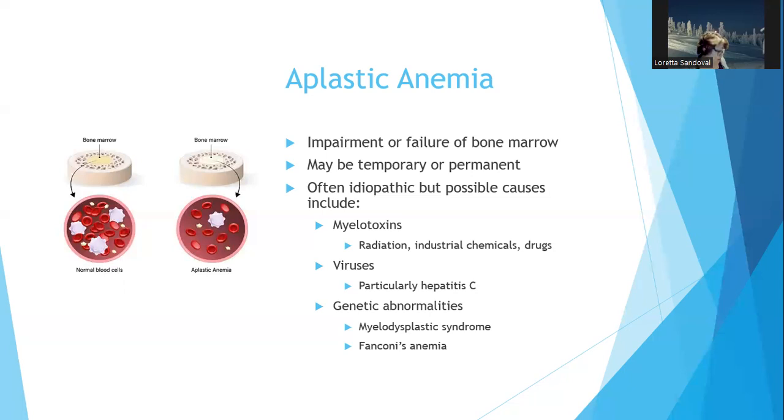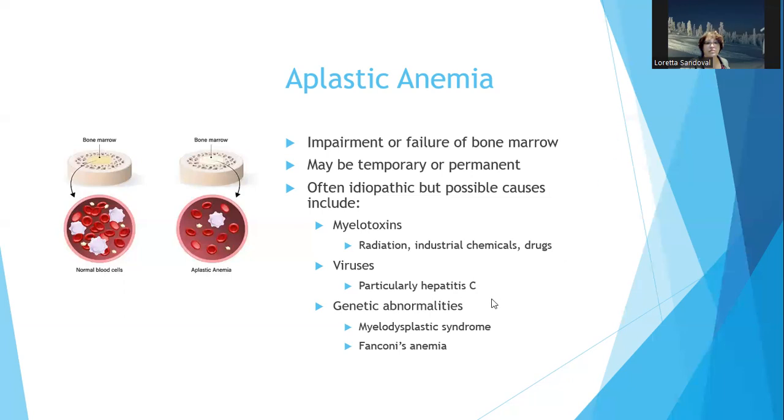Certain viruses, particularly hepatitis C, may cause aplastic anemia. Autoimmune diseases such as lupus, SLE, can affect the bone marrow. Genetic abnormalities can cause aplastic anemia. Myelodysplastic syndrome is one of them. Fanconi's anemia also affects bone marrow function.